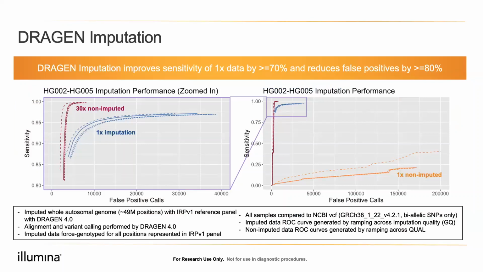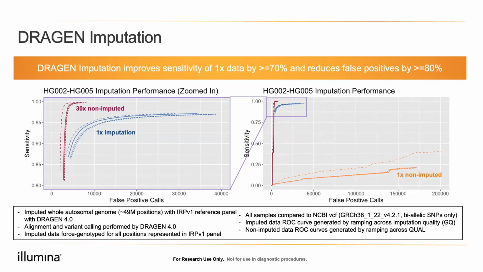So let's take a look at how this imputation tool impacts accuracy. Essentially, it improves sensitivity of 1x data by more than 70% and reduces false positives by more than 80%. What we're comparing to as the gold standard in this case is 30x data that's not been imputed. And what we want to see is to approach the accuracy of 30x non-imputed data.